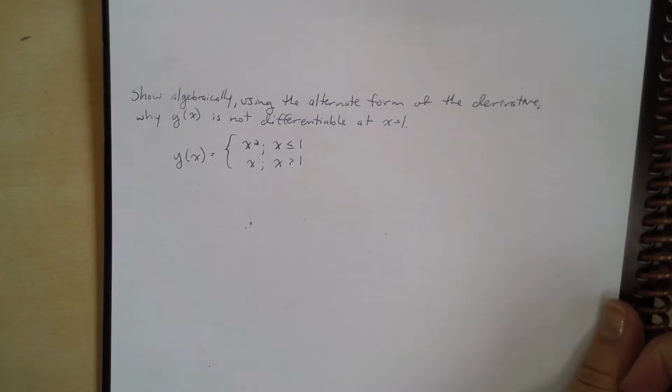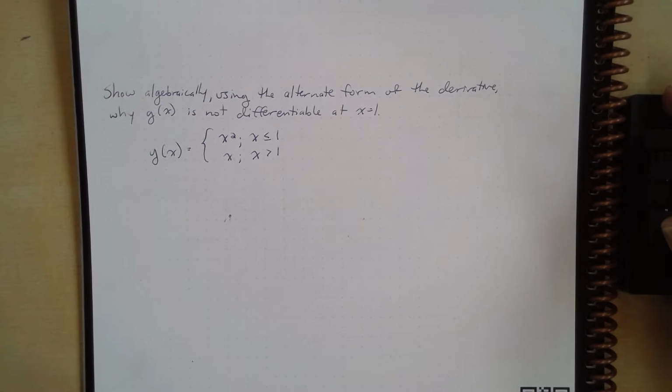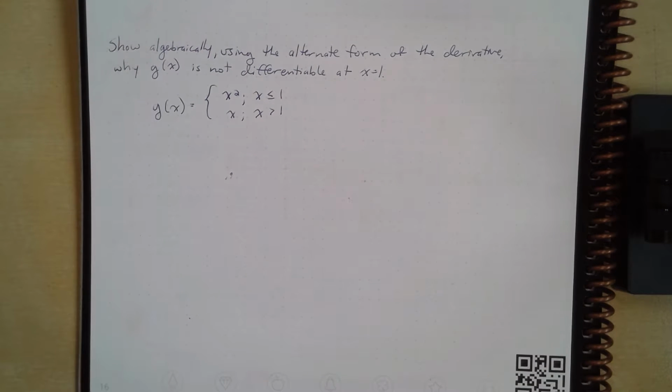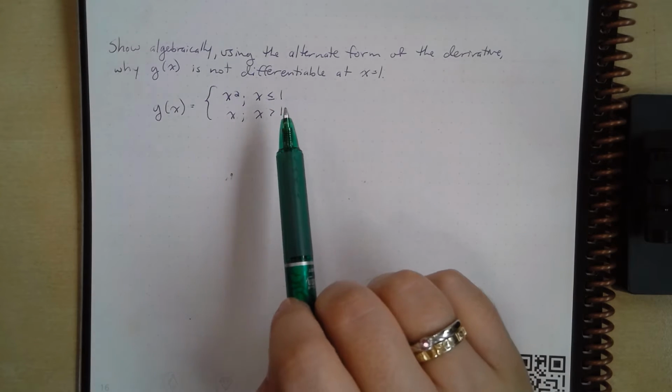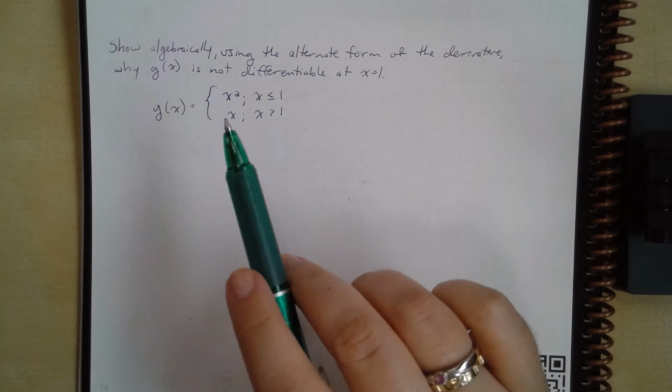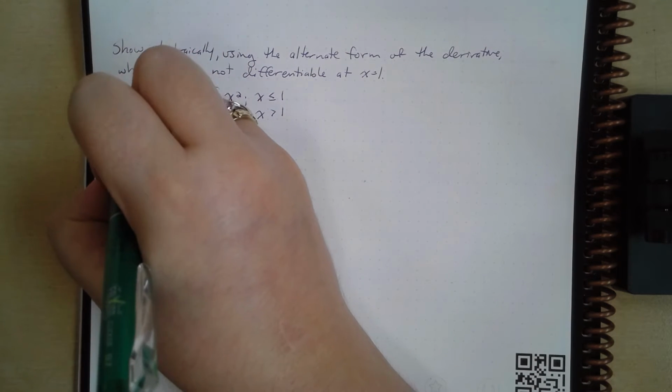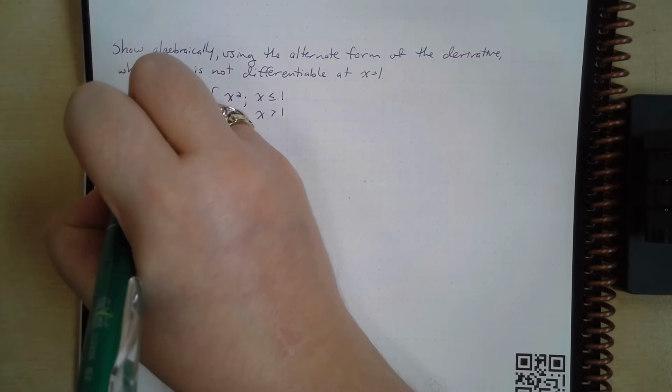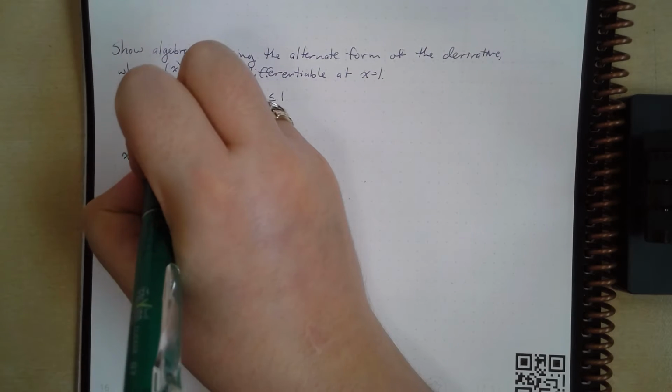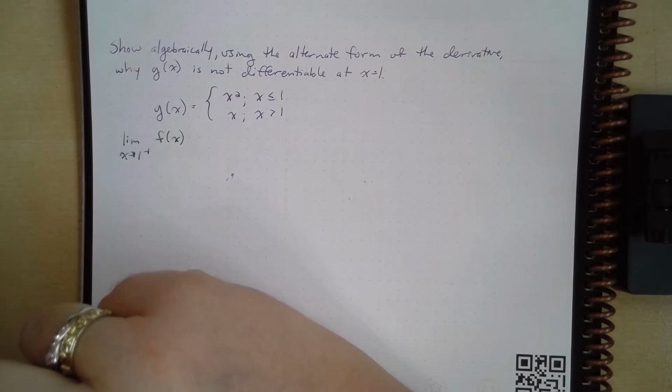And finally, one last example. We want to show algebraically, using the alternate form of the derivative, why g of x is not differentiable at x equals 1. So our target value here is that x equals 1. So we want to find the limit as x approaches 1 from the right of f of x. We're going to do that first.